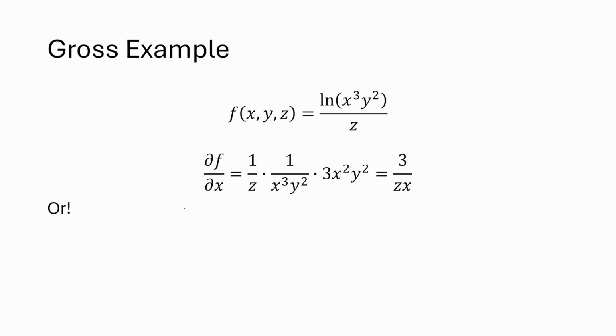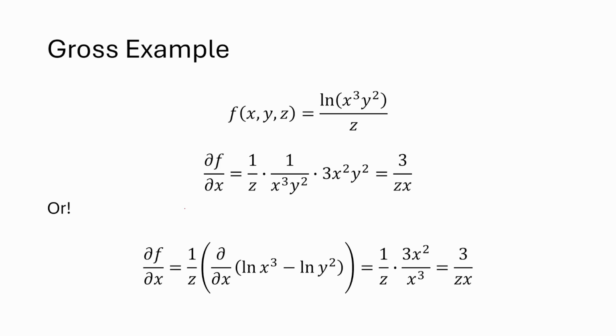But there is a second way to do this. You can save yourself a little bit of pain by remembering properties of logarithms. I'm just going to fix that little typo there. Sorry about that. So you can still factor out the 1 over z, and then you can say, oh yes, log of a product is the sum of the logs. So I have log of x cubed plus log of y squared. And this does save you doing the chain rule business a little bit.